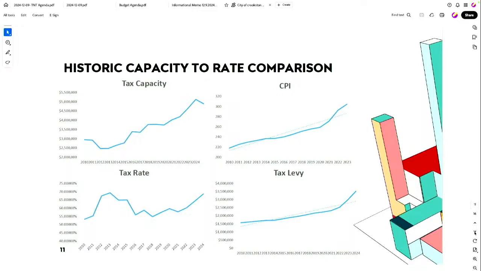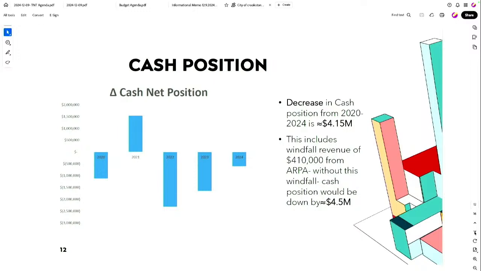This is what our tax levy's done over the same years. You'll notice that dotted line, that's an almost flat line across there. That dotted line is a much less steep slope than inflation. Next slide, please. What that causes, this is the net cash position of our city.